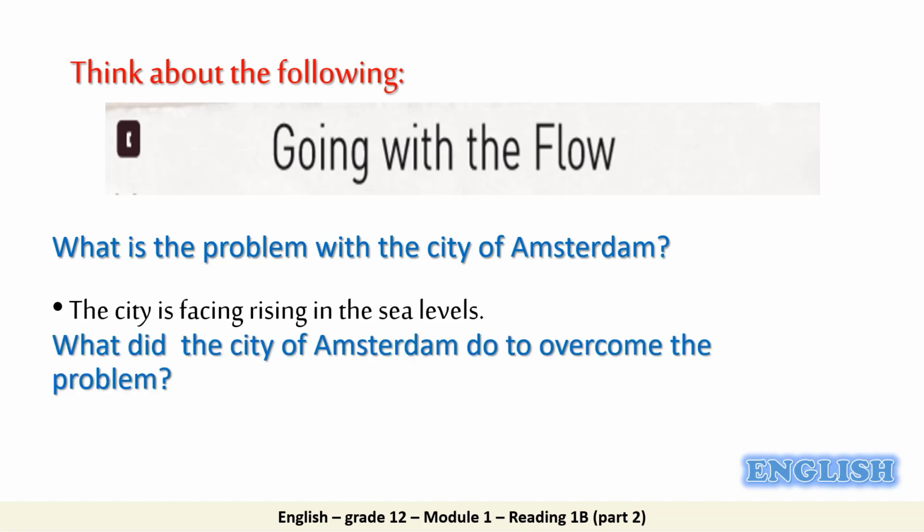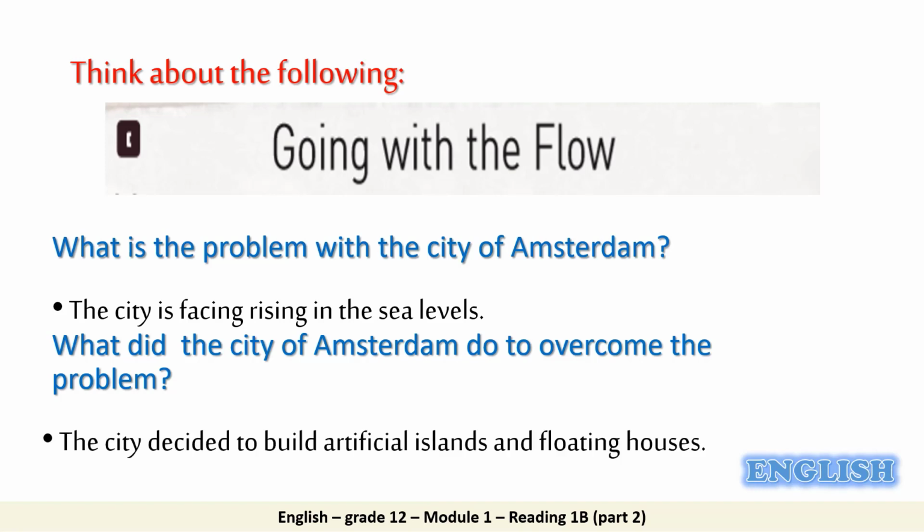What did the city of Amsterdam do to overcome the problem? Good. They began constructing an eco-friendly suburb consisting of artificial islands and floating houses designed to react to changes in sea levels and weather conditions. They think creatively to find very useful solutions.